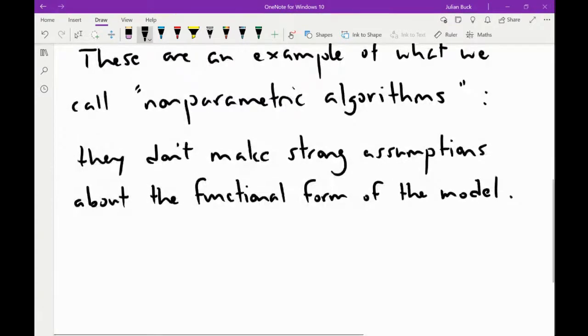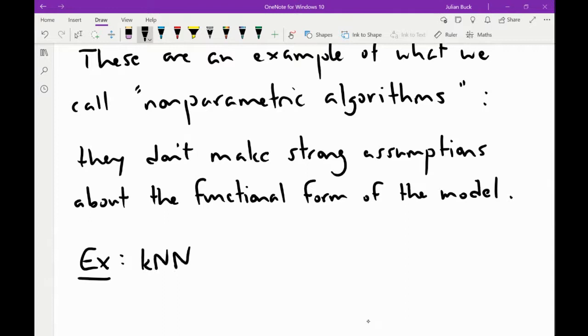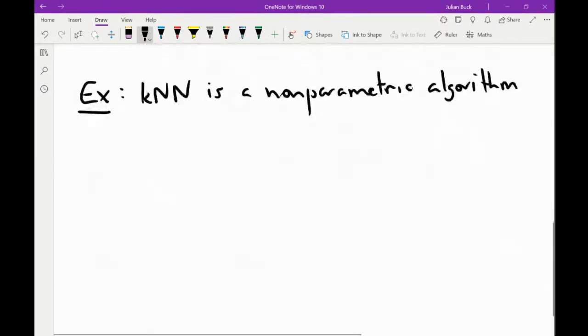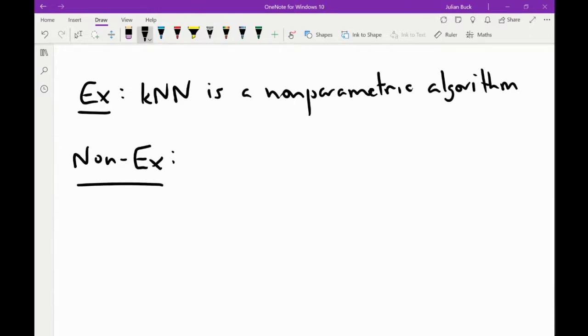And an example of such a non-parametric algorithm is the one we briefly talked about, KNN. What we're saying is that the algorithm doesn't assume at the start a particular structure for how it takes the features and generates a target prediction. And then a non-example, which we've also talked about. In other words, what's something that's not a non-parametric algorithm? In other words, a parametric algorithm: linear regression.